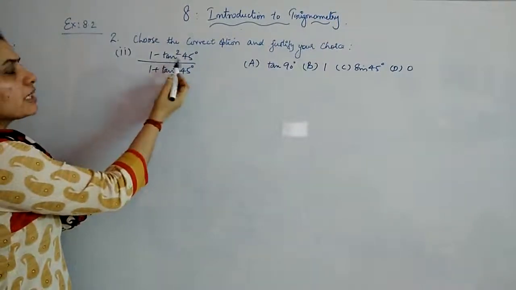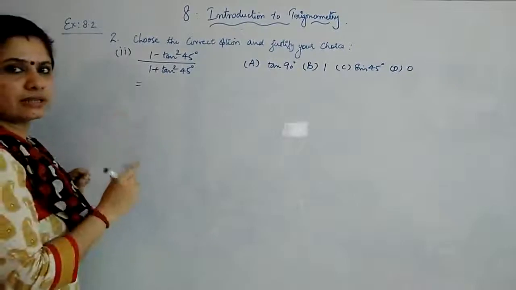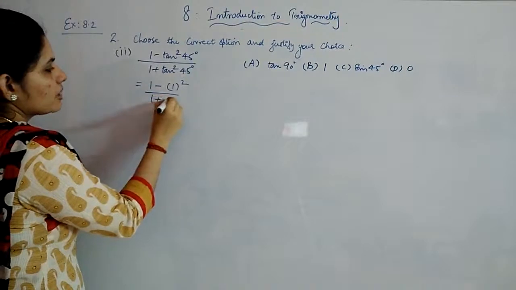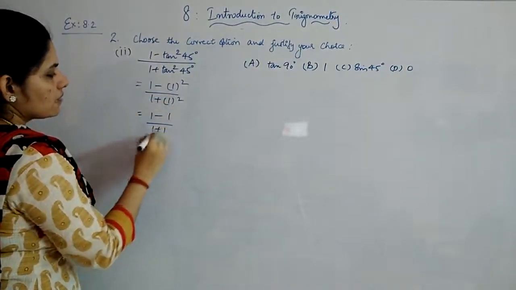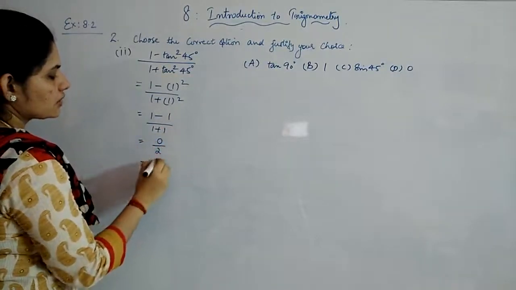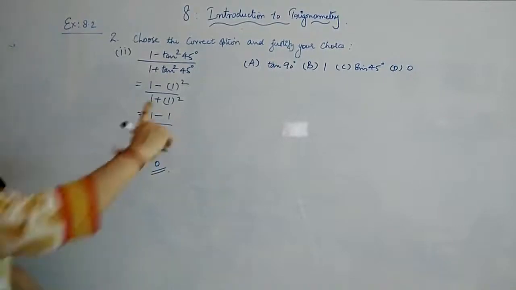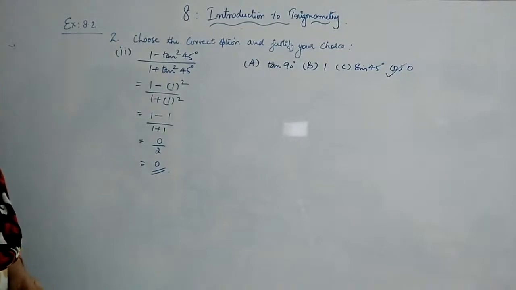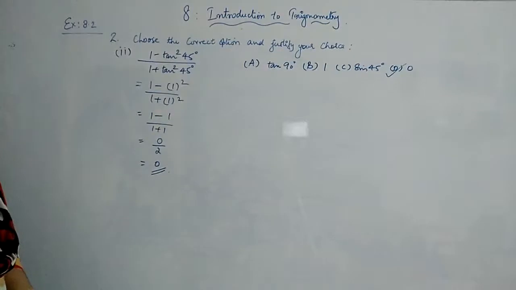Second subdivision is 1 minus tan square 45 by 1 plus tan square 45. What is the value of tan 45? 1. So you are getting 1 minus 1 square by 1 plus 1 square, which is equal to 1 minus 1 by 1 plus 1. 1 minus 1 is 0, 0 by 2, 0 by anything is 0 again. So your answer is 0, which you have in your option. So option D is your answer. Tan 90 is not defined, and this is 1, and sine 45 is 1 by root 2. So you have only 0 as the answer.